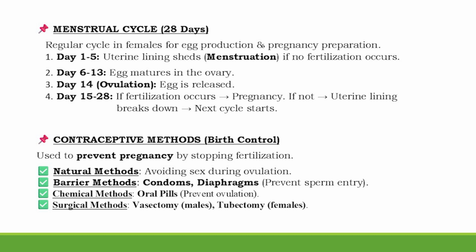Contraceptive methods, birth control. Used to prevent pregnancy by stopping fertilization. Natural methods: avoiding sex during ovulation. Barrier methods: condoms, diaphragms, prevent sperm entry. Chemical methods: oral pills, prevent ovulation. Surgical methods: vasectomy, males, tubectomy, females.